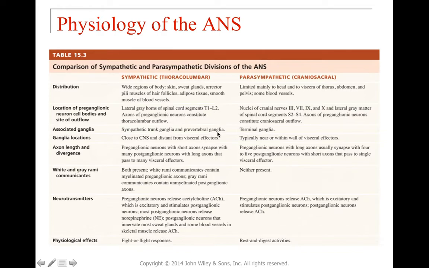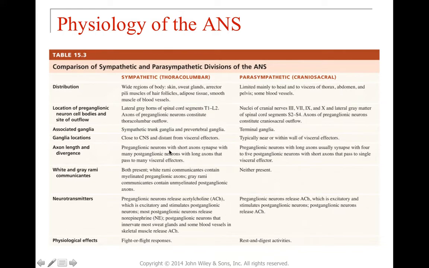In that case, it would be in the lateral gray matter, similar to the lateral gray horns of T1 to L2. The sympathetic has associated ganglia of the sympathetic trunk ganglia and the prevertebral ganglia that we talked about previously, whereas the parasympathetic only has interaction at the terminal ganglia, where it's right next to the effector cells or the effector organ. The ganglia locations are generally closer to the central nervous system in the sympathetic. That means they're going to be more distant from the visceral effector regions, the organs that they're actually affecting, whereas in the parasympathetic, we're going to have the ganglia located very near or within the wall of the effector tissue or the effector organs.